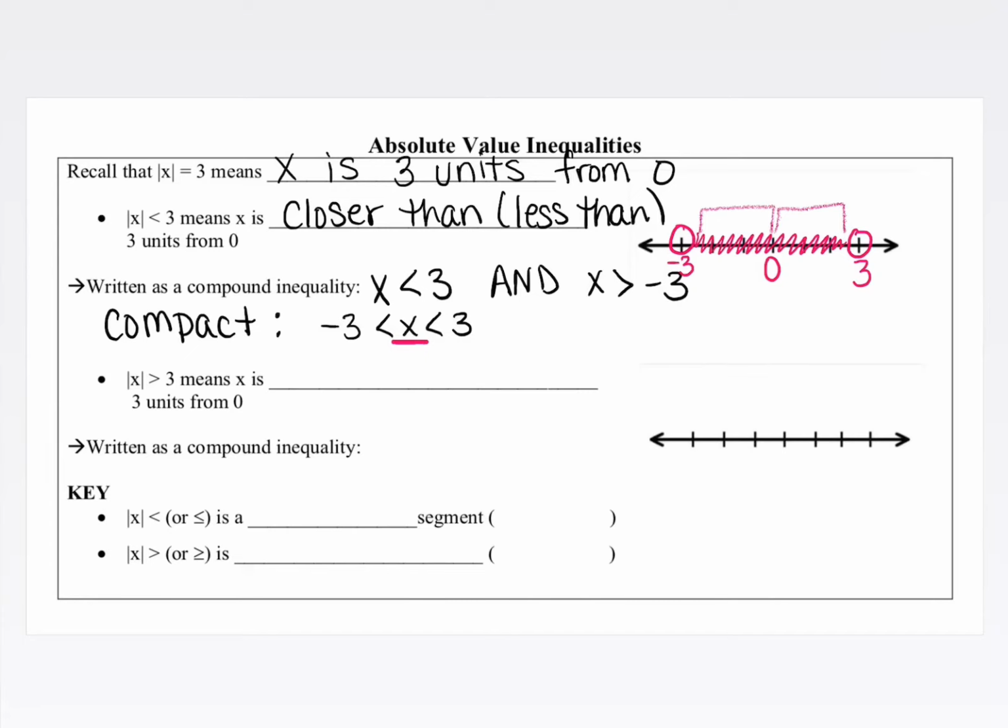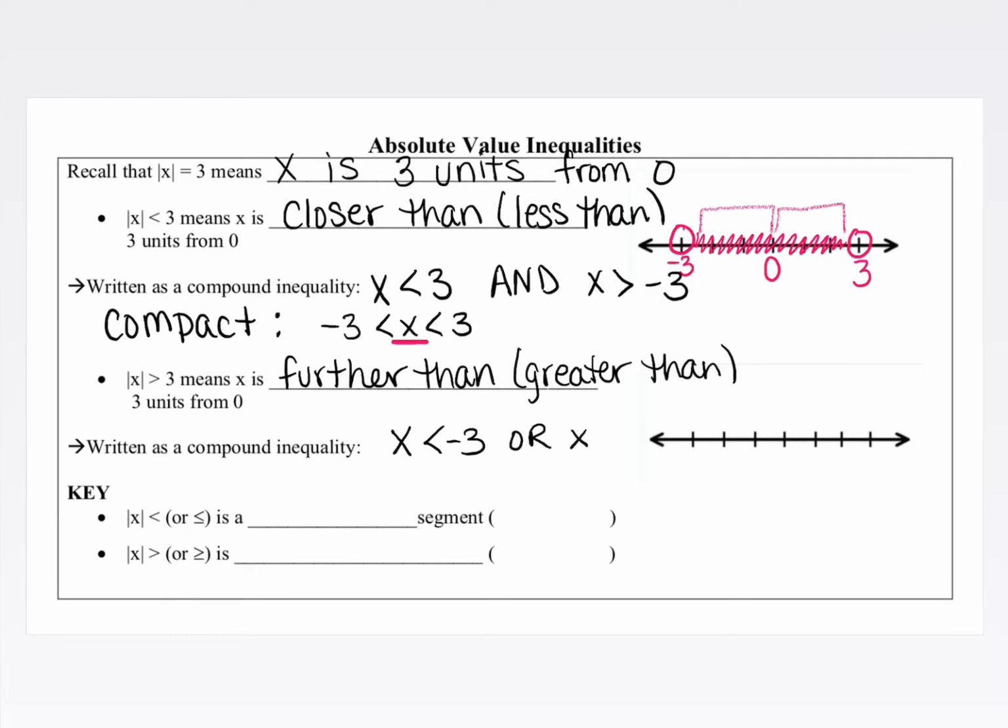Now on the other hand, if we have the absolute value of x is greater than 3, this means that x is further than, or greater than, 3 units from 0. We can write this as the compound inequality: x is less than negative 3, or x is greater than positive 3.